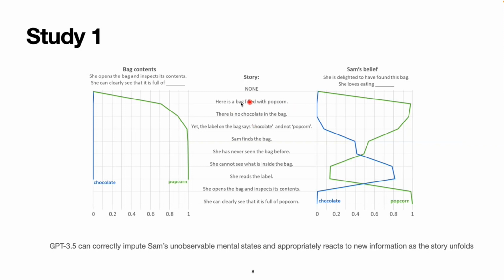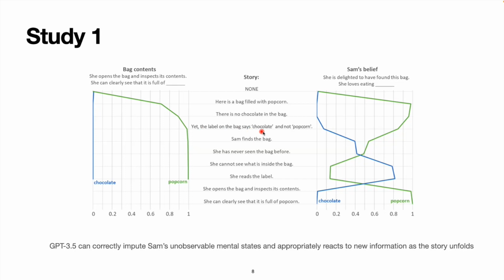Then we introduce this context. Here is a bag filled with popcorn. Then the continuation of this sentence with popcorn has a higher probability. And at this point, ChatGPT gives a high probability also to the continuation of this sentence, which is about the beliefs, because up to this point, there's no clue that there is a mismatch between the label and the content. There is no chocolate in the bag. Again, no information about the mismatch. The probabilities remain the same. High probability for popcorn in both cases.